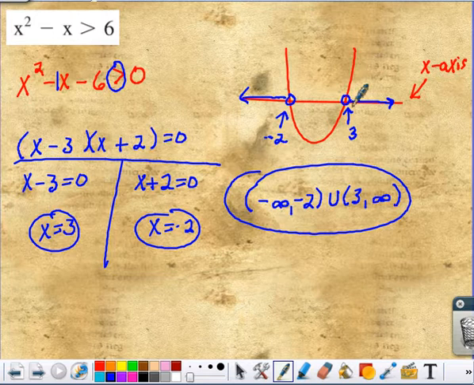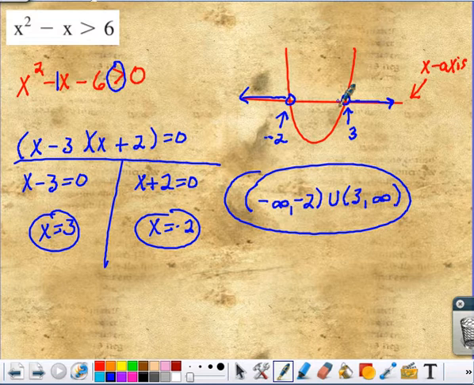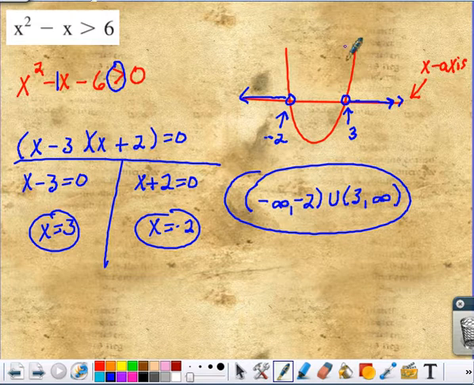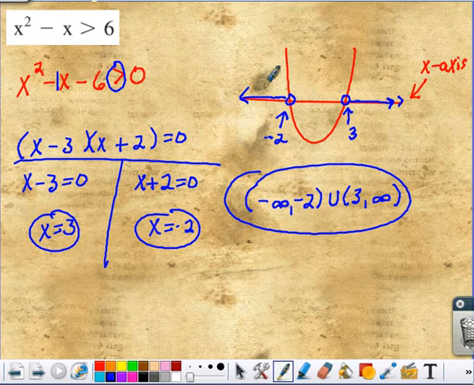Any questions on how we do that? Yeah, because if it were the middle section, it would be all the numbers from negative 2 up to 3. It wouldn't range all the way to infinity. That makes sense. Now here, all numbers greater than 3, yeah, that keeps going, because this parabola keeps going up forever. No matter how big x gets, that parabola is still above your x-axis. Same thing over here. It keeps going up here. It's always going to be above that x-axis.